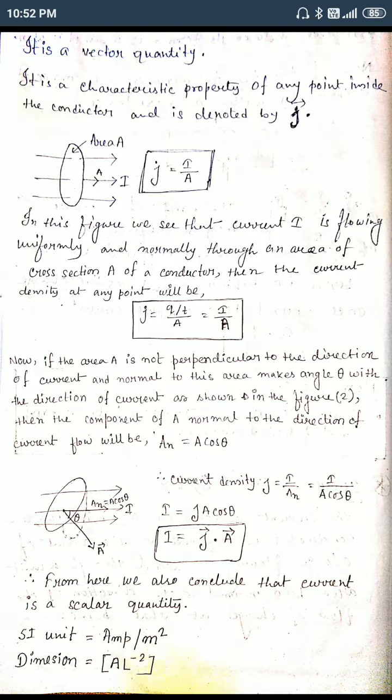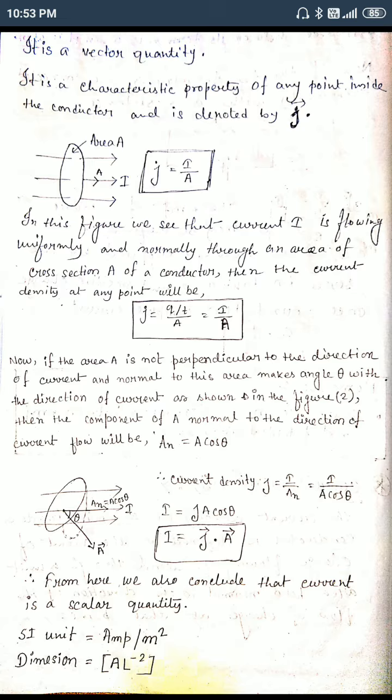It is represented by A_n. So in that case the current density can be written as j equals I by A_n, where A_n means A cos theta. So in that expression we can write I equals j A cos theta, and we know that a scalar quantity means the dot product of two vector quantities. That's why we say that the current density is a vector quantity. Clear? So A cos theta means dot product, so we can say that I equals j dot A.